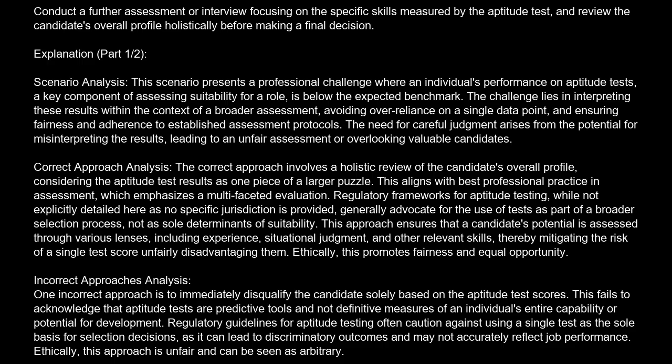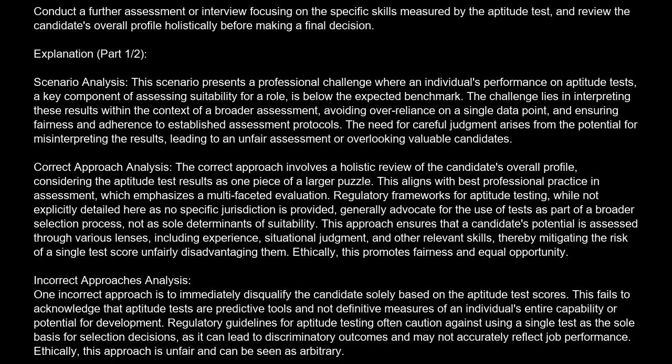The correct approach involves a holistic review of the candidate's overall profile, considering the aptitude test results as one piece of a larger puzzle. This aligns with best professional practice in assessment, which emphasizes a multifaceted evaluation. Regulatory frameworks for aptitude testing, while not explicitly detailed here as no specific jurisdiction is provided, generally advocate for the use of tests as part of a broader selection process, not as sole determinants of suitability.